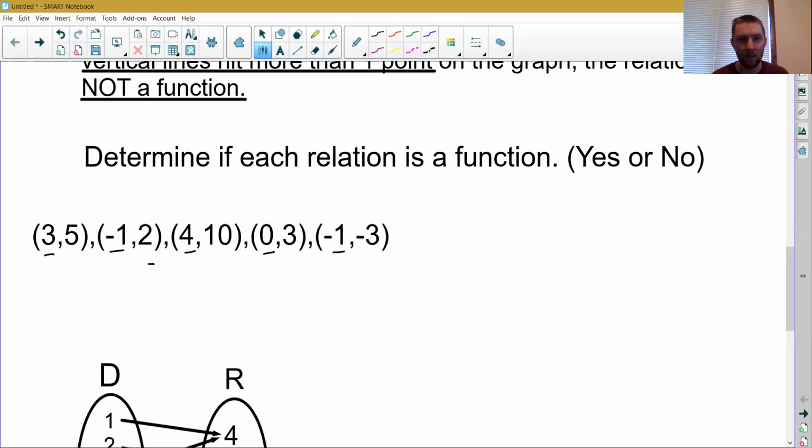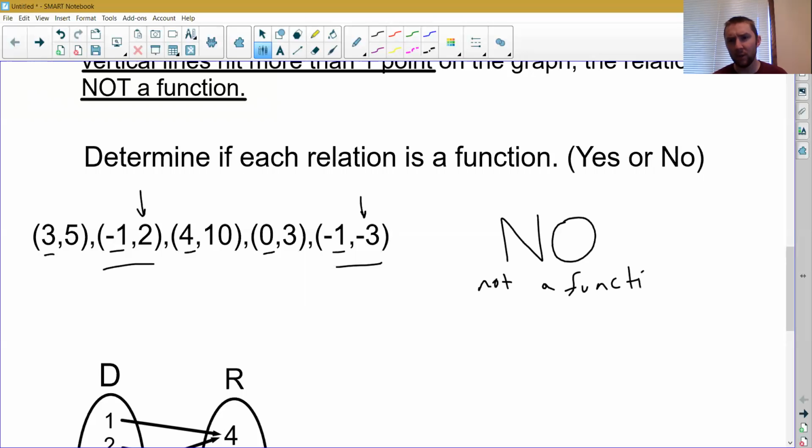I have to go back to this one and see, are these actually exactly the same point, or do they have different y values with them? And in this case, they do have different y values, right? This one is a 2, this one is a -3. So I have the same x value, -1, with 2 different y values. So this is a big fat no. This is not a function, okay? No, not a function.